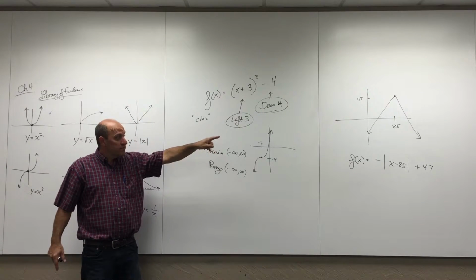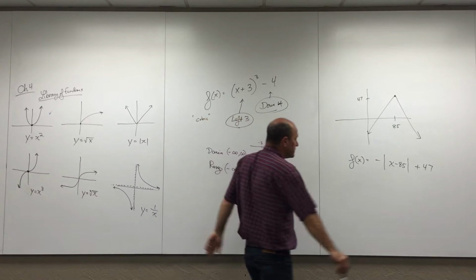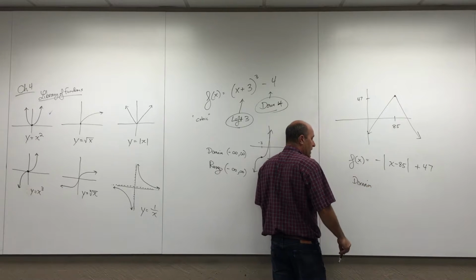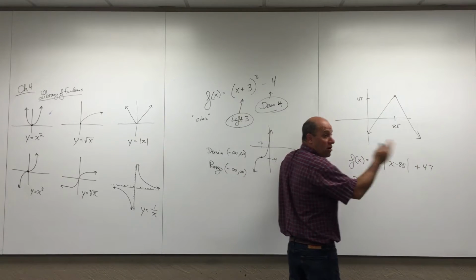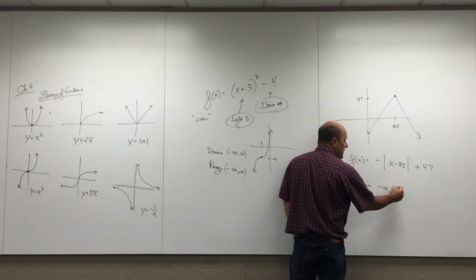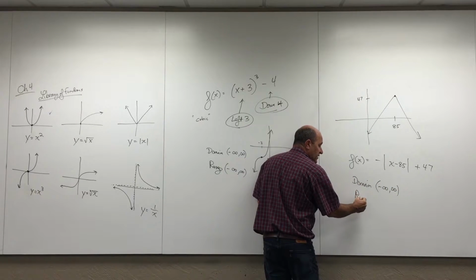This one's a little different. What's his domain? All real numbers. It is. It spreads out over all x's. You're allowed to plug anything in for x. Negative infinity to infinity is your domain, but the range is a little restricted.